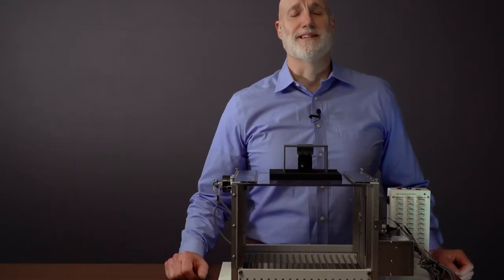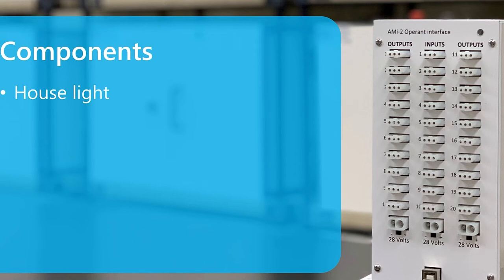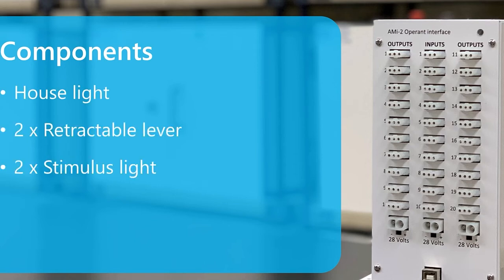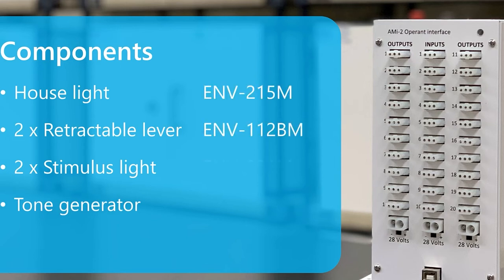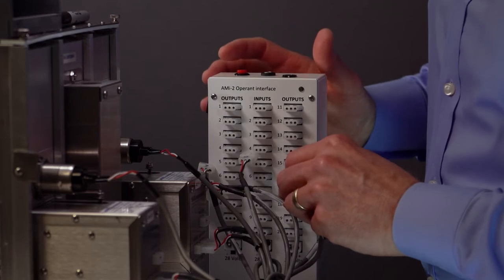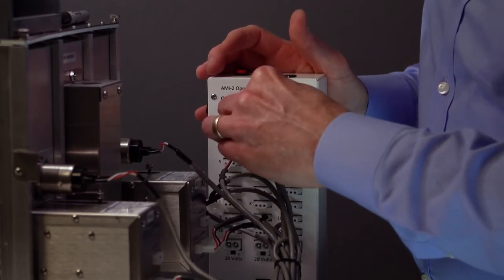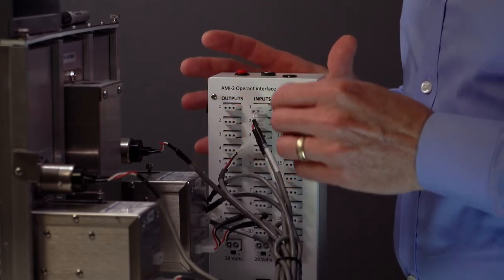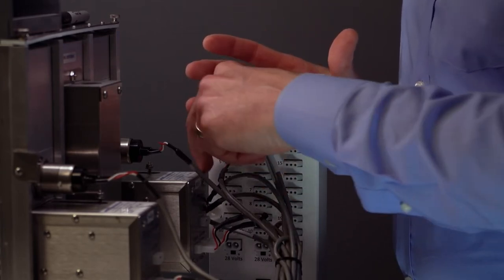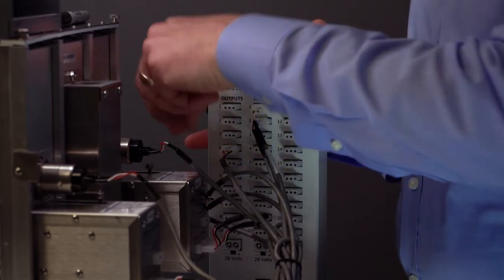At this point, it's a good idea to make note of your components. In my case, I have a house light, 2 retractable levers, 2 stimulus lights, and a tone generator. Most manufacturers include part numbers on their components, and it will simplify things later if you note these too. Now we're just going to connect the components. We're going to make sure that our inputs are plugged into inputs and outputs are plugged into outputs. This is why we marked those connectors ahead of time, to make sure that outputs are going where they need to be. Now, it's not really important which output gets plugged into which connector.